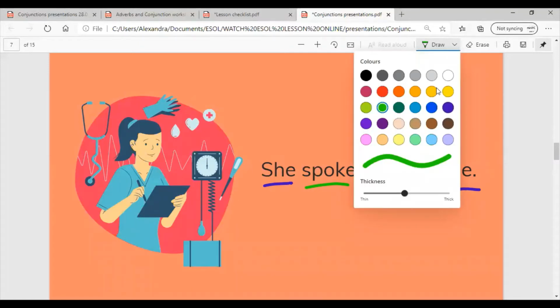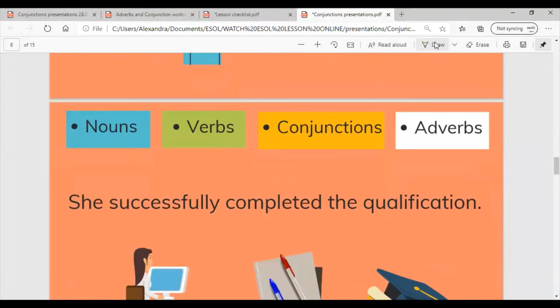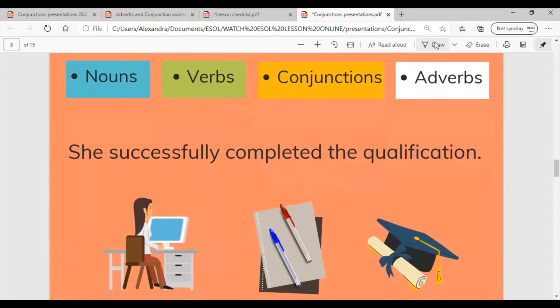So we need to find or add our conjunctions in. And she spoke to the nurse. And then it suddenly becomes a complete sentence and makes sense. Because without the to and the, it would just say she spoke nurse, which would not be a full sentence or correct English. Okay, so now we look at this next example sentence.